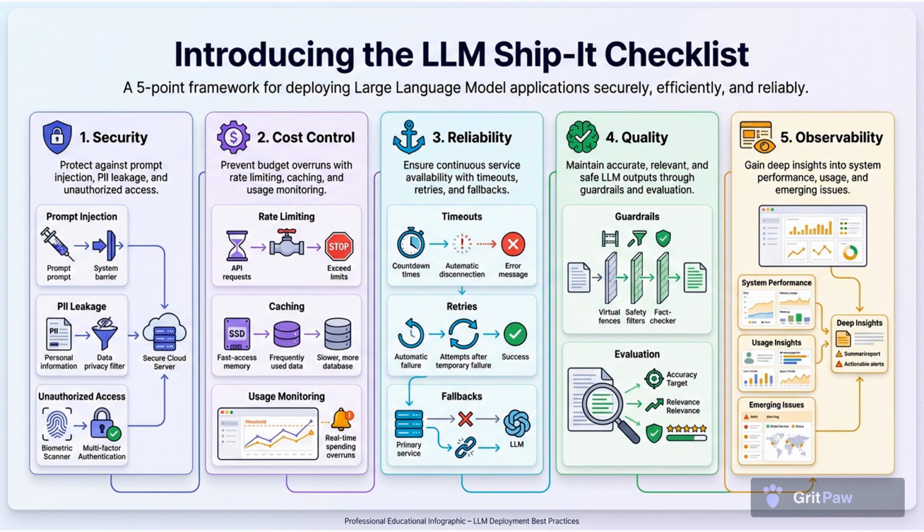The checklist covers 5 critical pillars: security, addressing prompt injection, data privacy, and access control; cost control, implementing strategies like rate limiting and caching to manage expensive API calls; reliability, ensuring your service remains available and performs consistently even when external LLM providers have issues through mechanisms like timeouts and fallbacks; quality, maintaining the accuracy, relevance, and safety of LLM outputs over time, requiring continuous evaluation and guardrails; and finally, observability, which provides the necessary visibility into your system's performance, usage, and any emerging issues.